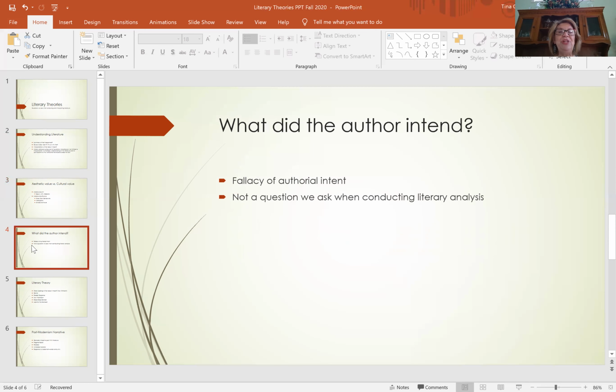One question that we do not ask is, what did the author intend? First of all, it assumes that we can know what the author intended and that we can prove it. We cannot prove what the author intended. We can only prove what our understanding of the text is. Also, it assumes that the author's intent and the author's intended meaning is the one right meaning. And in fact, the author's meaning is only one possible understanding of the text. Your experience, your history coming forward and analyzing the text is just as valid as the author's.